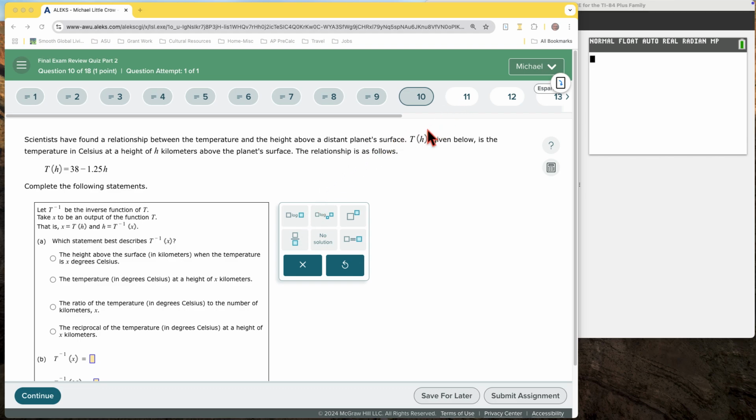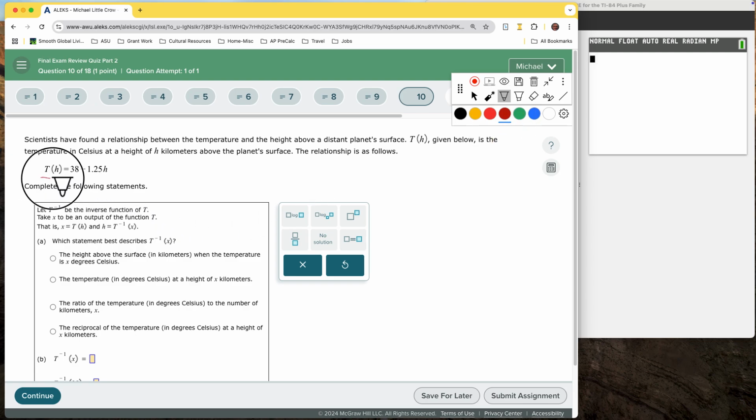Q10. So where are we going to start with this one? First of all, I see I've got a function, an equation, right? And we're dealing with inverse functions. Remember, the inverse basically just switches the x and the y, so the input and the output.